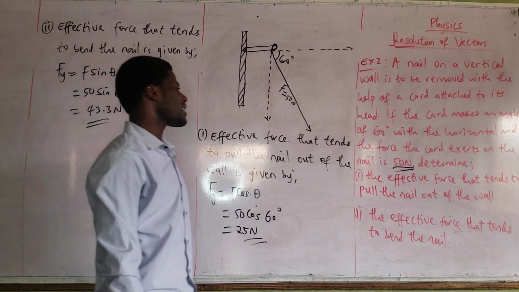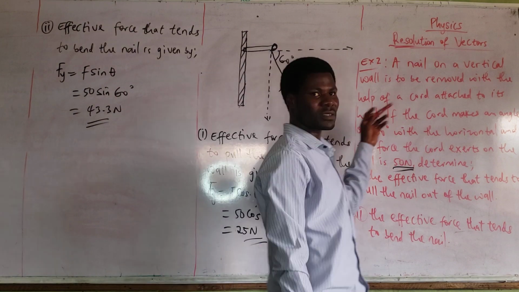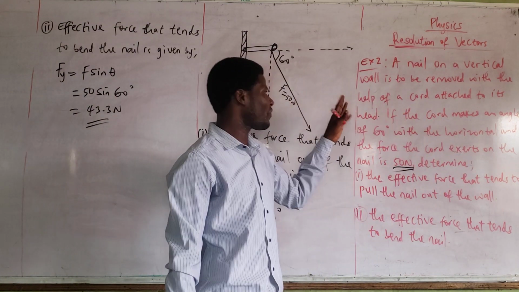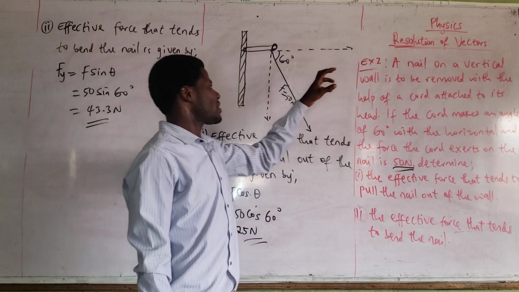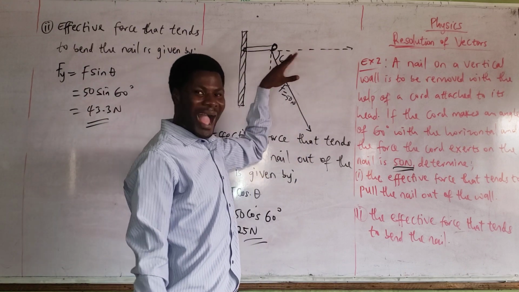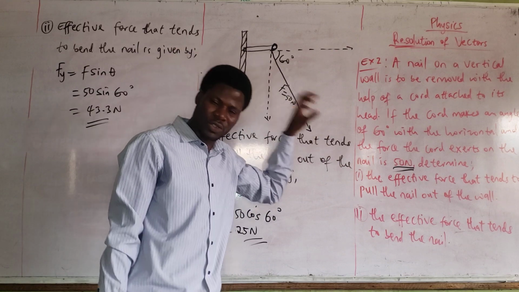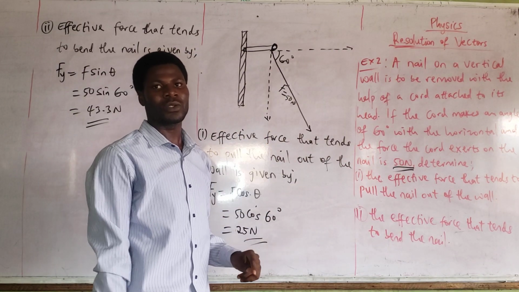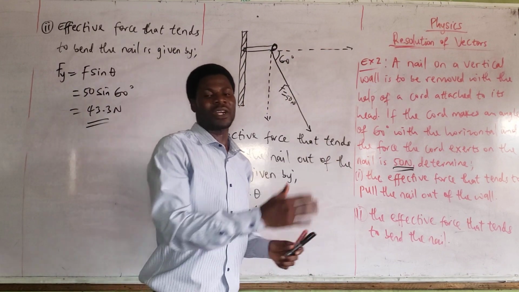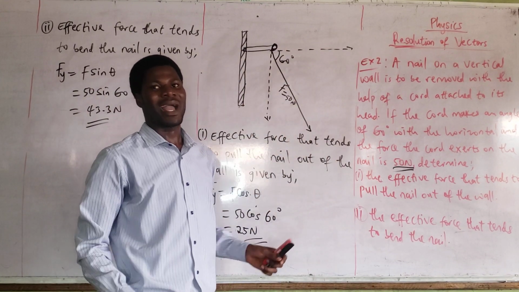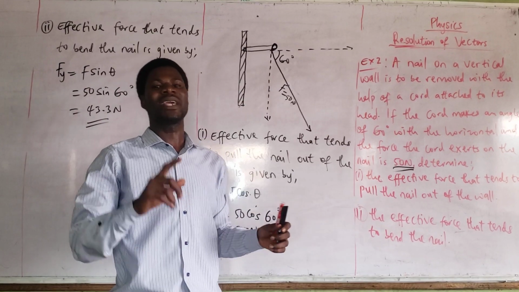Alright? So next class, we will look at the resultant of more than two forces. But here, just take note of this. For the resultant of forces, the angle must be with the horizontal. Take note of that. Okay? For the vertical component, we use sine. For the horizontal component, we use cos. And the angle must be with the horizontal.